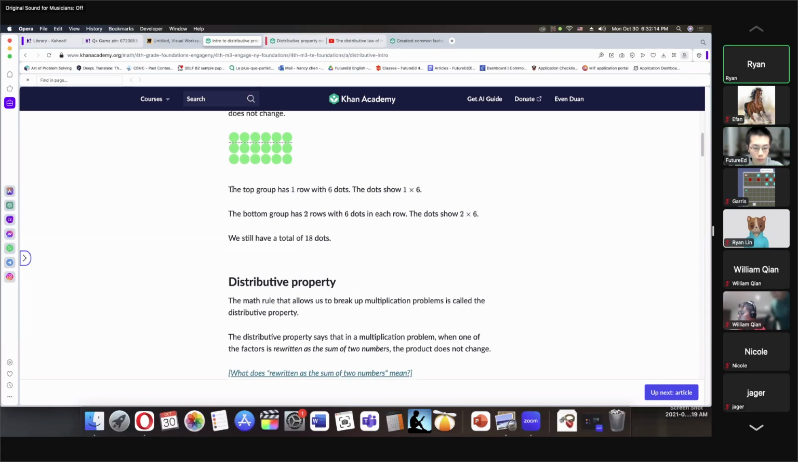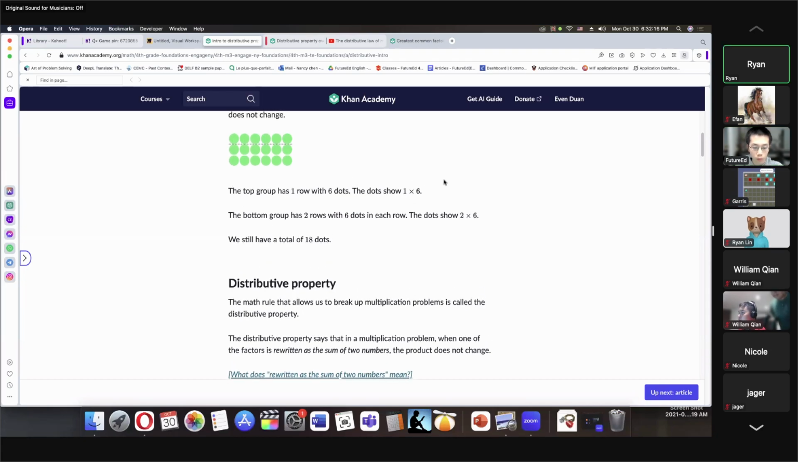The top group has 1 row with 6 dots. The dots show 1 times 6. The bottom group has 2 rows with 6 dots in each row. The dots show 2 times 6. We still have a total of 18 dots.